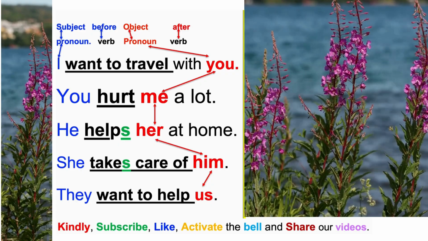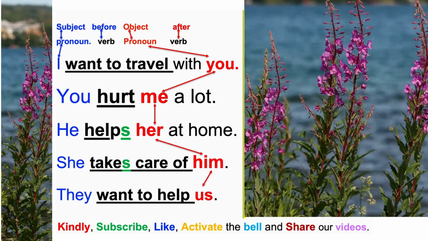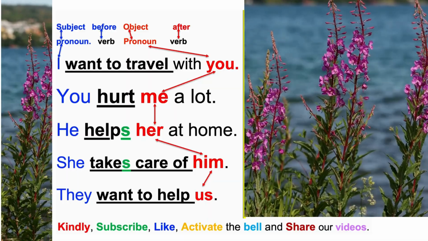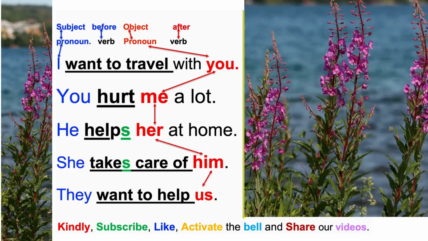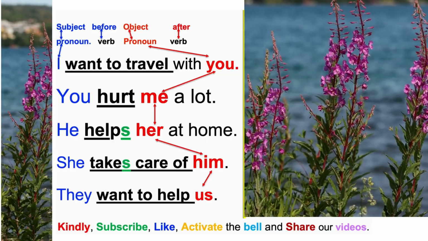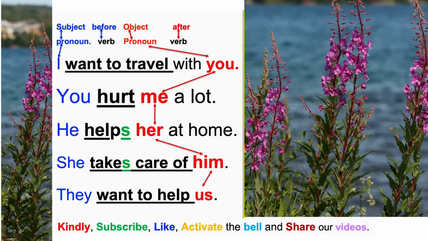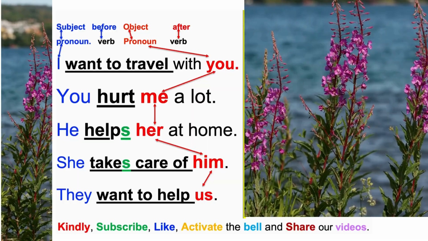You see subject pronouns. Now we have I, you, he, she, they. And object pronouns we have you, me, her, him, us. So it means in these examples we are going to see both subject pronouns and object pronouns in one sentence.